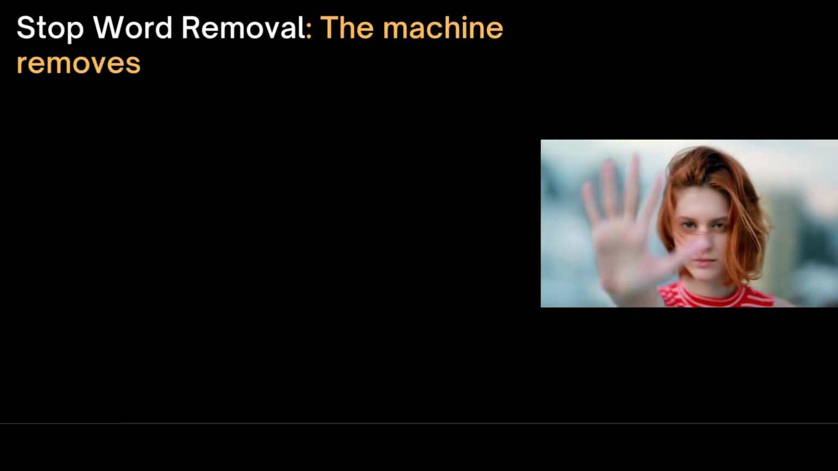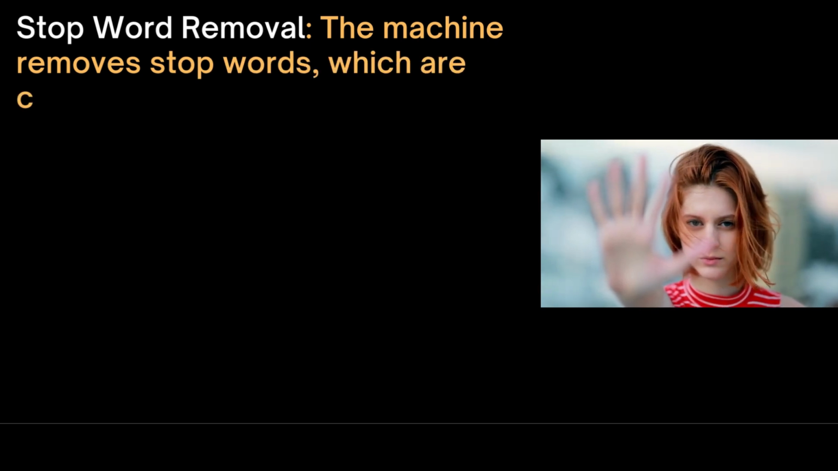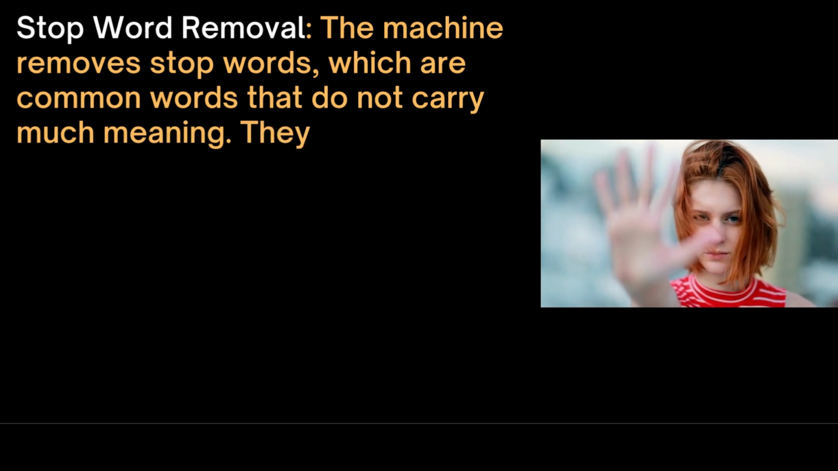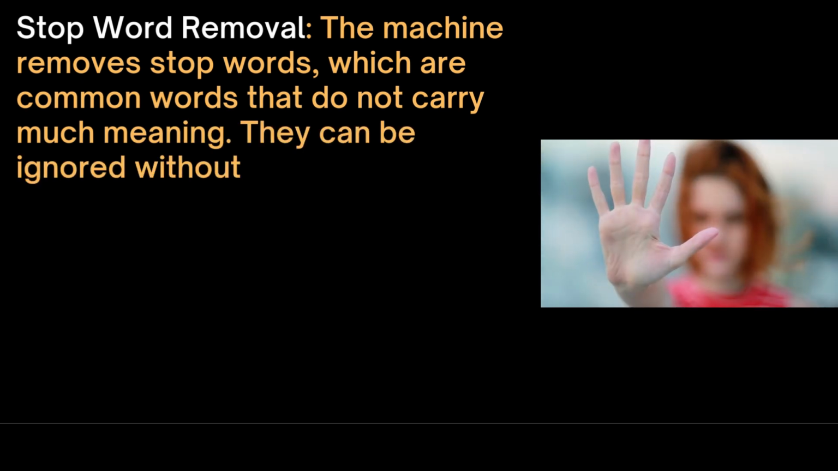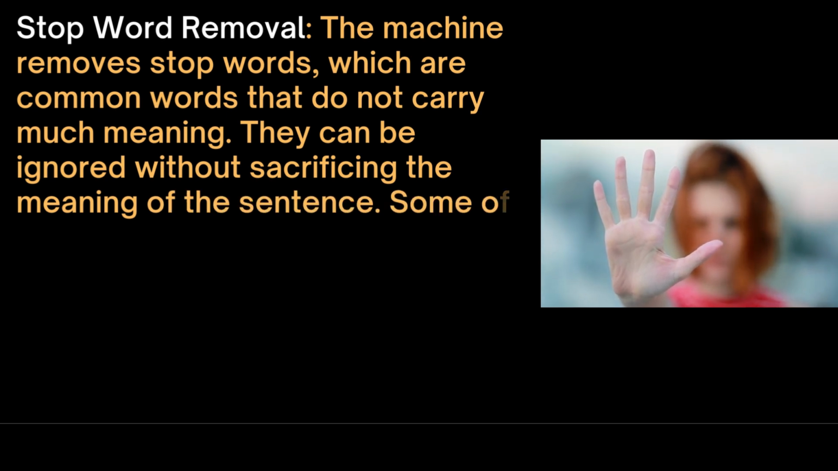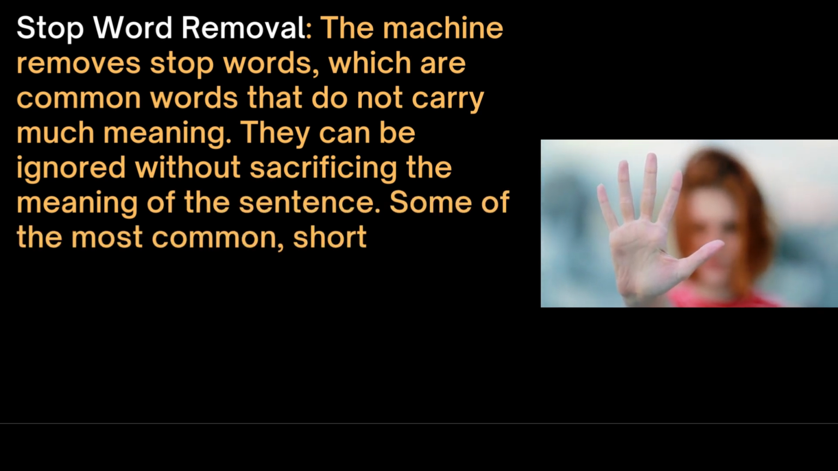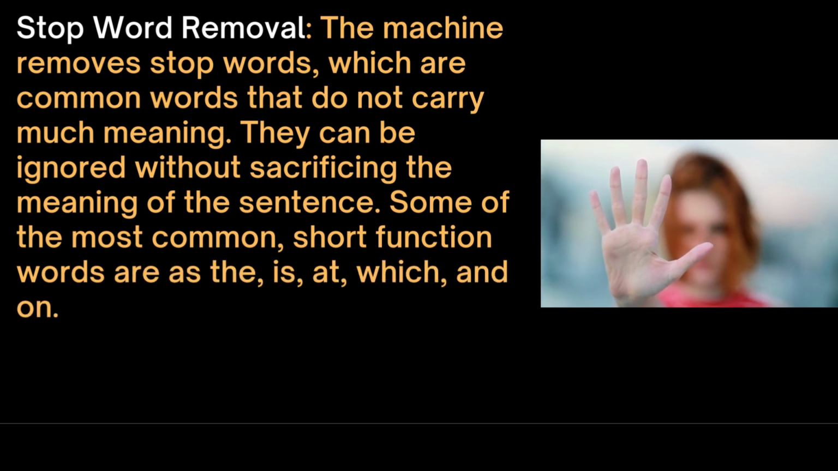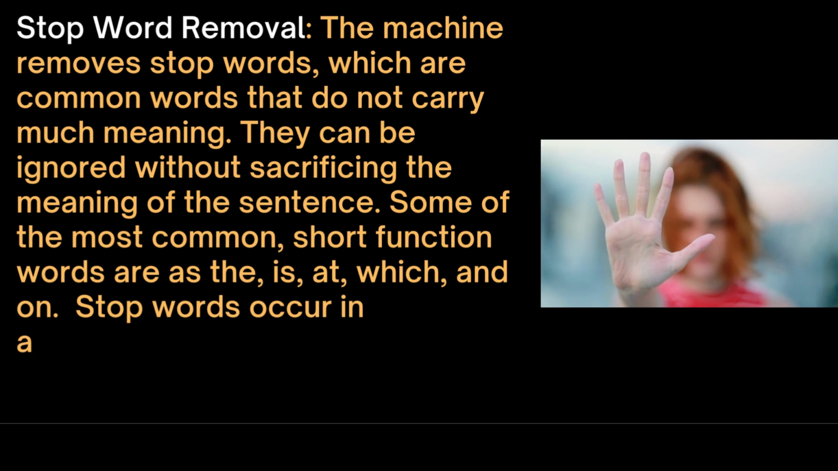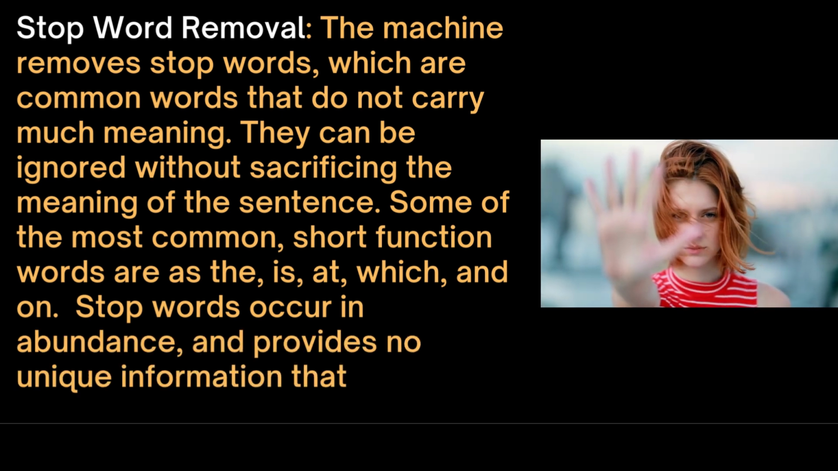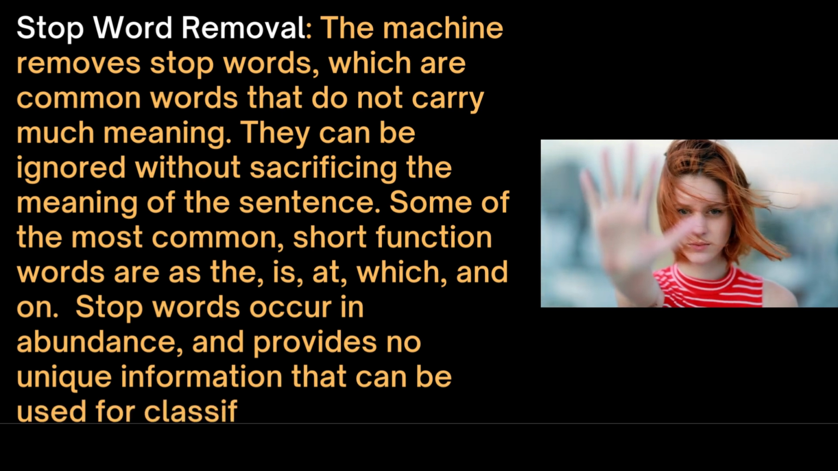The next step is stop word removal. The machine removes stop words, which are common words that do not carry much meaning. They can be ignored without sacrificing the meaning of the sentence. Some of the most common short function words are as, the, is, at, which, on, etc. They occur in abundance and provide no unique information that can be used for classification or clustering.